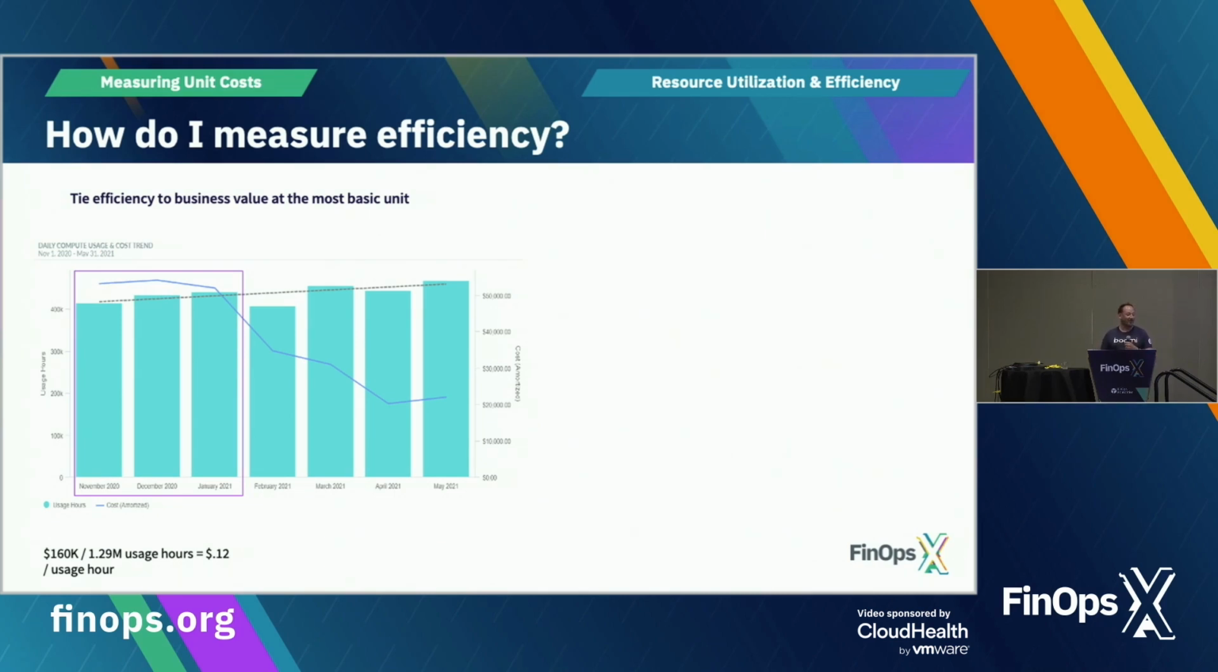What happened there? What are some reasons? Did we right-size the application? Did we change something else? Let's see.